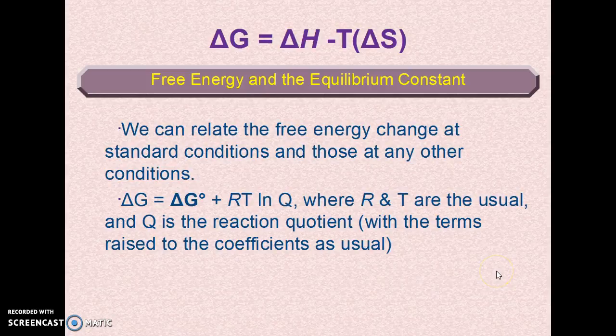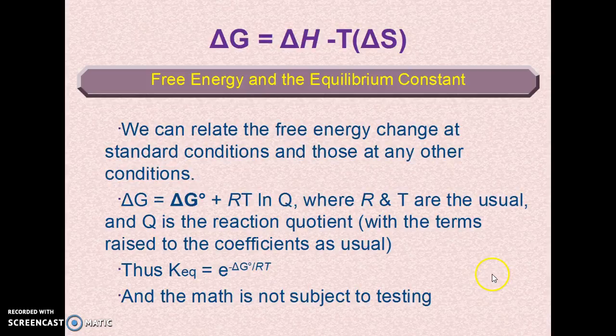So we can change this equation to K_eq is equal to e to the negative delta G0 divided by R times T. This is something that you will see in physical chemistry in college and will be very useful at that point. For now, you need to understand the relationship between the delta G at any temperature and delta G0 and the equilibrium Q. This math is not subject to testing in the current version of the AP test.